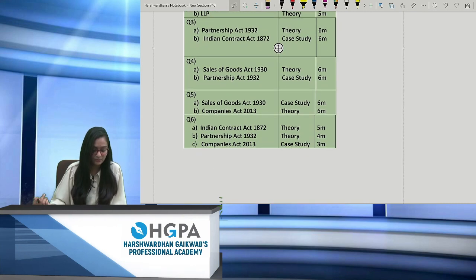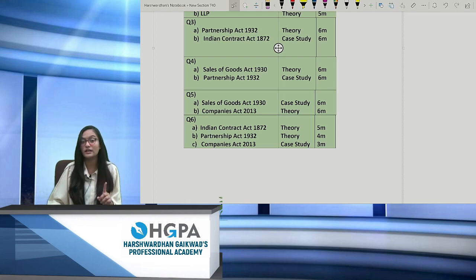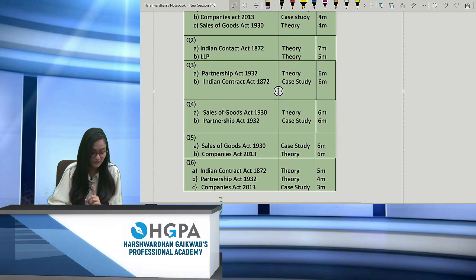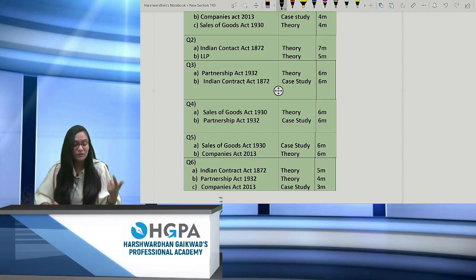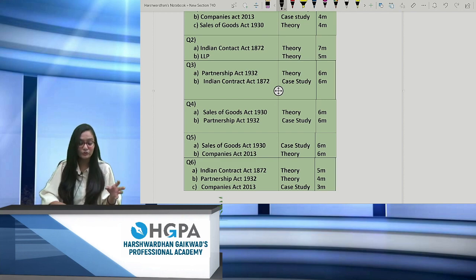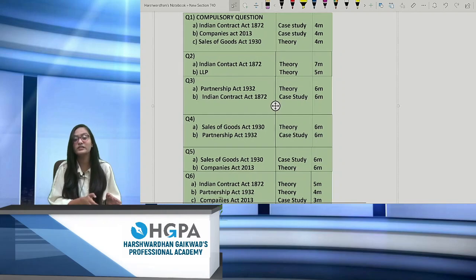Coming down to question number 5. Again a question on Sales of Goods Act which is a case study question. So if you see, your Sales of Goods Act has been coming for 16 marks. 4 marks theory question in the first compulsory form. The next, in question number 4 it has come for 6 marks and question 5 it has come for 6 marks again, which is a case study. The reason behind me repeating all these things is I really want you to refer to this when you're studying.